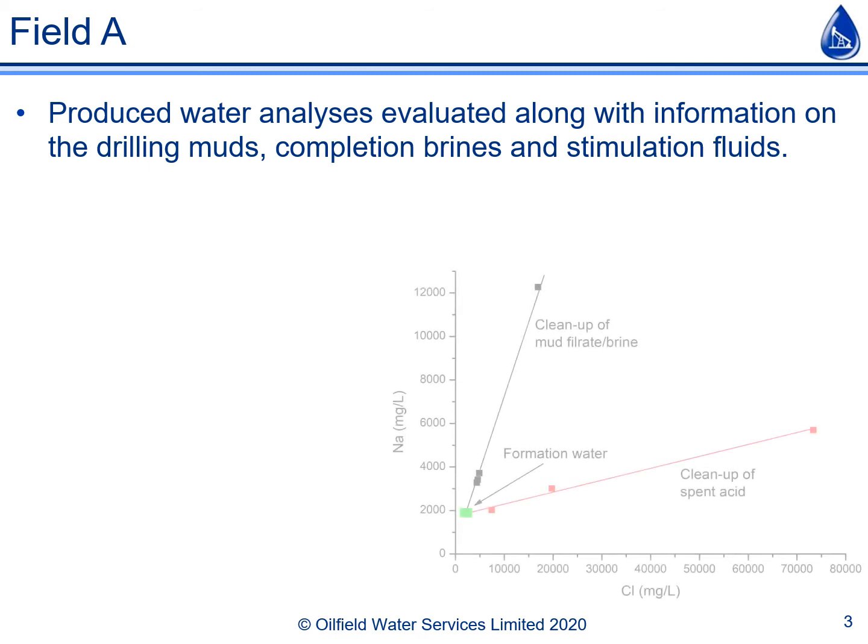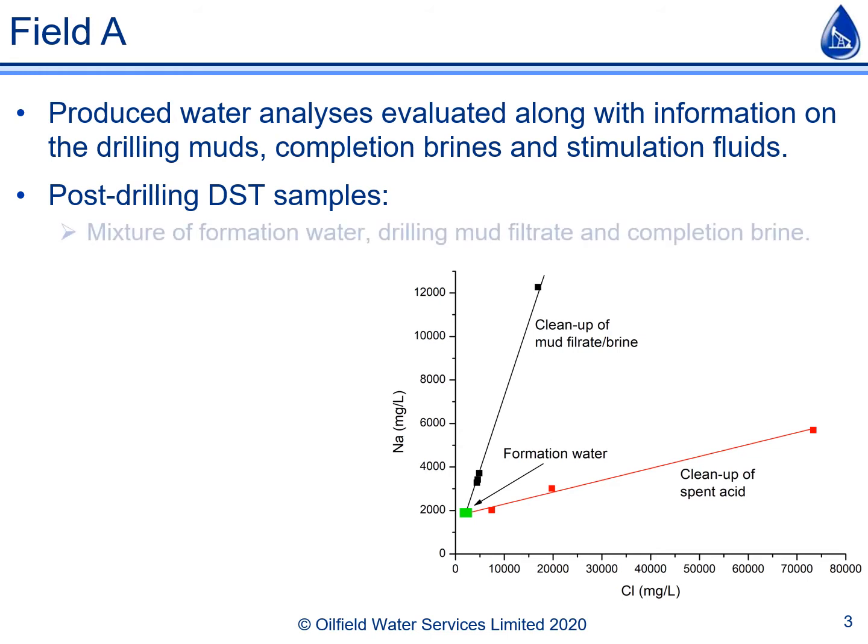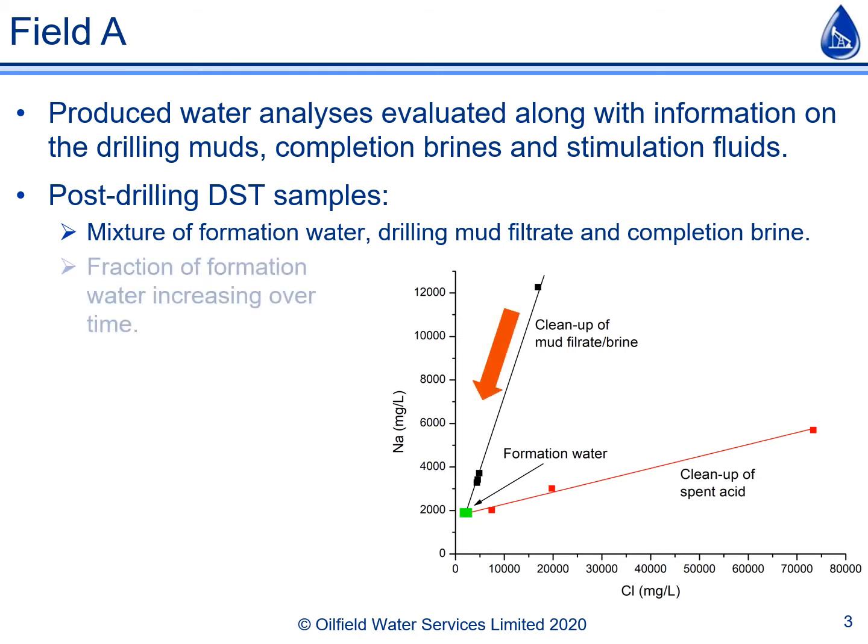The figure on the right shows the produced water sodium and chloride analyses obtained from two of these DSTs performed on one well. The black symbols and regression line are for samples collected during the first DST performed after completion of drilling. In this case, the produced water compositions are consistent with them being mixtures of formation water, mud filtrate and completion brine. As the test progressed and the well cleaned up, the sodium and chloride concentrations of the samples decreased, reflecting the increase in the fraction of formation water in the samples.